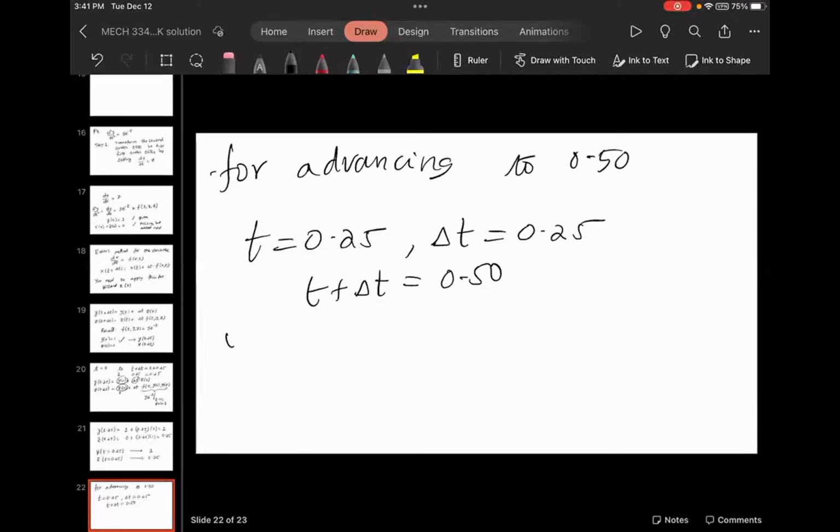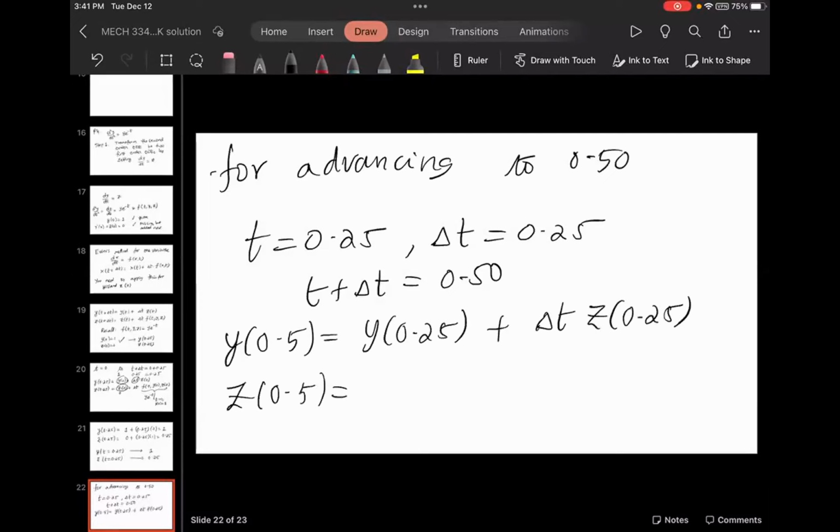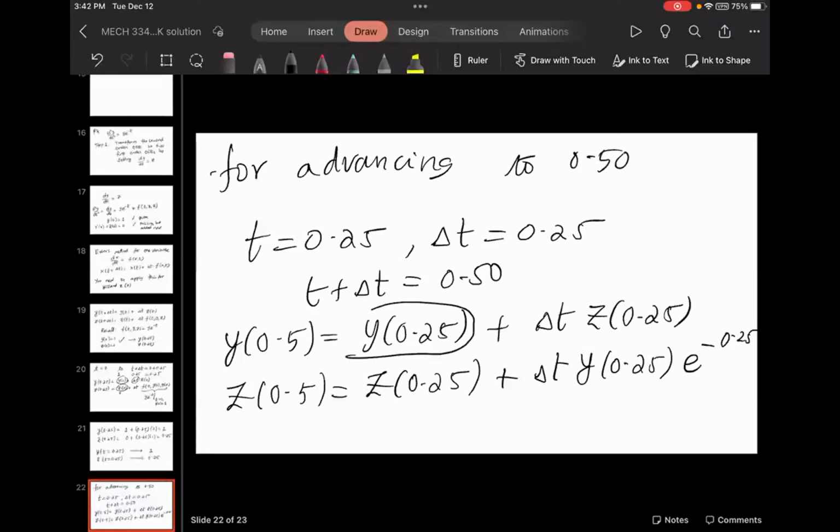y of 0.5 equals y of 0.25 plus delta t multiplied by z of 0.25. And then z of 0.5 is z of 0.25 plus delta t multiplied by y of 0.25 times e power minus 0.25, that is e power minus t. So what is y of 0.25? That is 1. So this value is 1. Of course, this is 0.25. z of 0.25 is simply 0.25. And you can plug in the values.